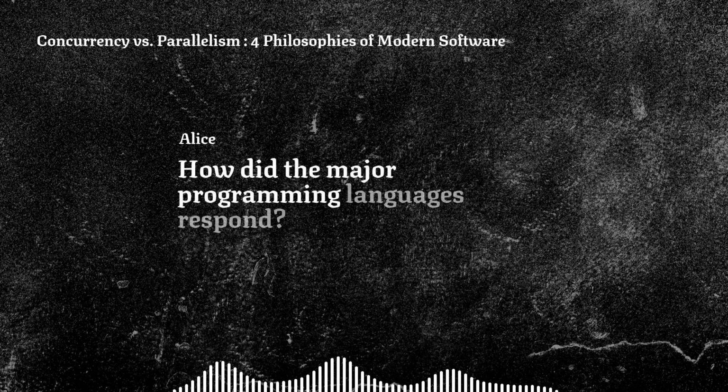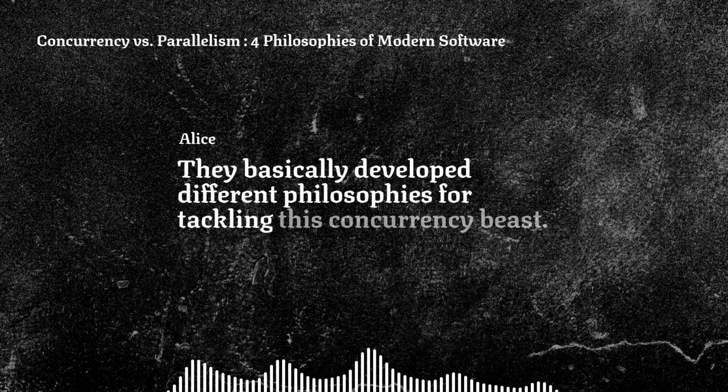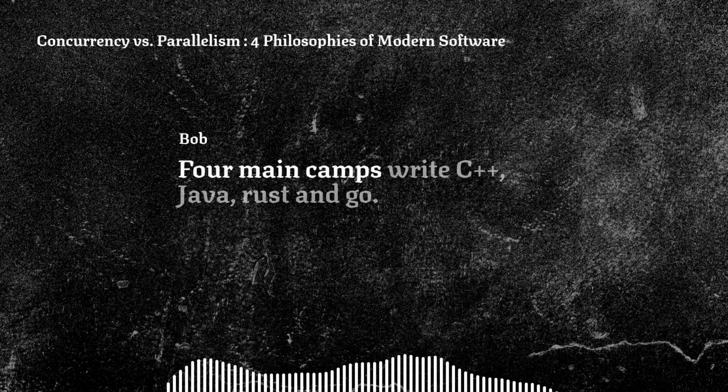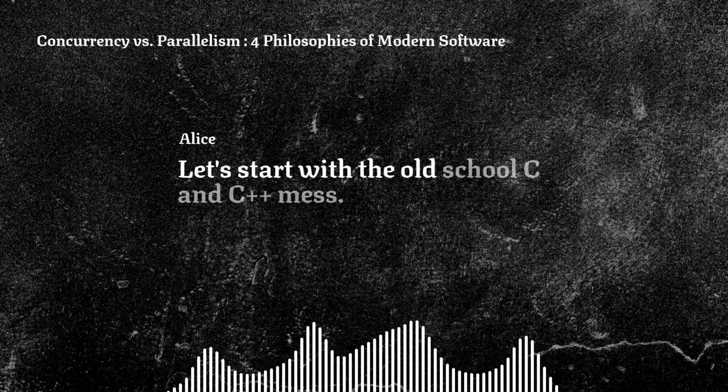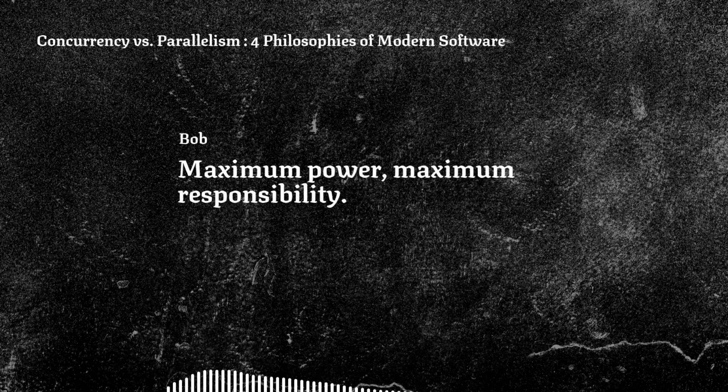How did the major programming languages respond? They basically developed different philosophies for tackling this concurrency beast. Four main camps, right? C++, Java, Rust, and Go. Pretty much. Let's start with the old school, C and C++ mess. Their philosophy is basically explicit control. Maximum power, maximum responsibility. You got it.